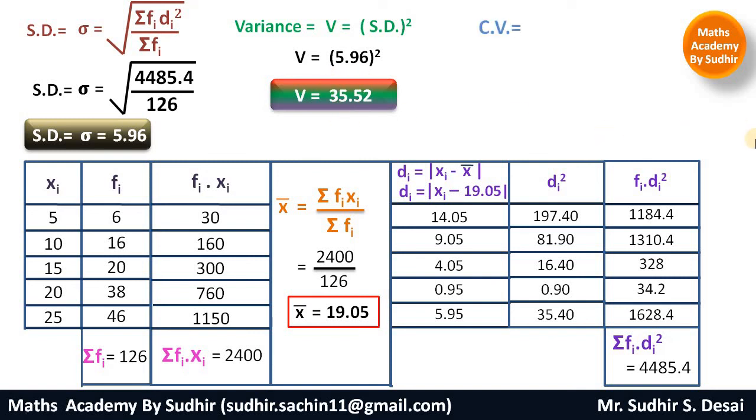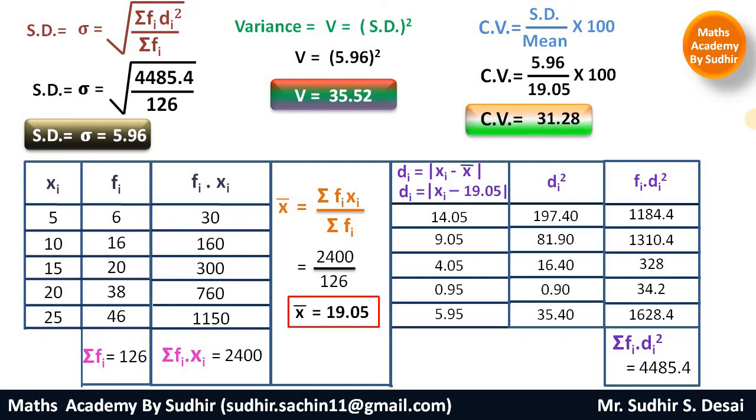And last, coefficient of variance, which is denoted by CV and calculated by the formula standard deviation SD upon mean into 100. So CV is equal to, what is the standard deviation? 5.96 upon mean, denoted by x bar, is 19.05, into 100. So after using a calculator, the coefficient of variance CV is 31.28. So students, this is how we are supposed to find standard deviation, that is square of deviation, and the whole formula is in square root.